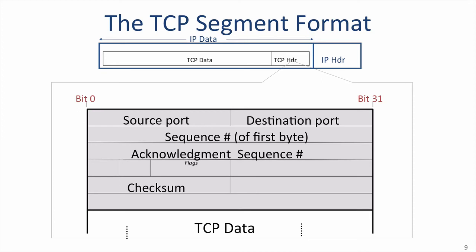The 16-bit checksum is calculated over the entire header and data and helps the receiver detect corrupt data, for example, bit errors on the wire or a faulty memory in a router. You'll learn more about error detection and checksums in a later video.